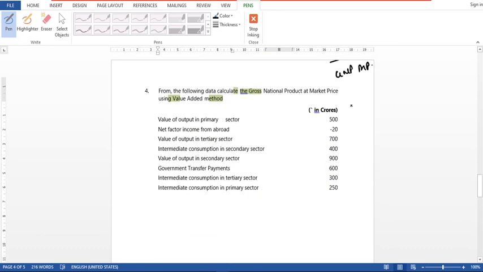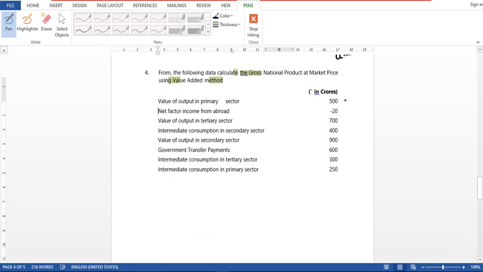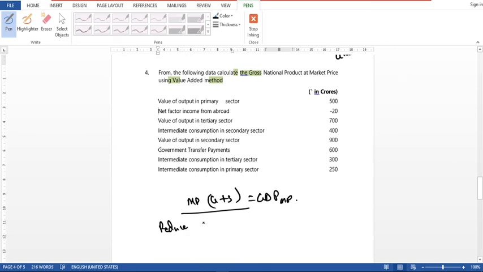Last, from the following, calculate the GNP at market price using the value added method. Now what is the value added method? We have learned. Whenever we find the market price of goods and services manufactured in India, it is nothing but GDP at market price. But while calculating this, we should deduct intermediary consumption. You can see the previous videos for understanding what intermediary consumption is. So this question is very easy.